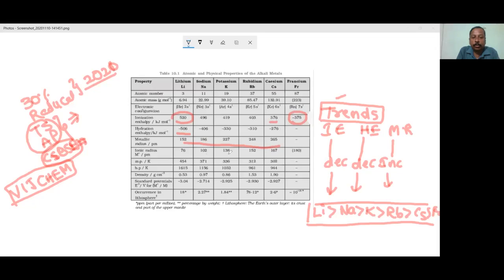76, 102, 138, 152 and 167. Melting point, see, 454 to 371, 336, 312, 302. There is a continuous decrease. Okay. So melting point also will decrease. Boiling point 1615, 1156, 10. So boiling point also decreases. MP and BP, I will write it here itself. Melting and boiling point will decrease.